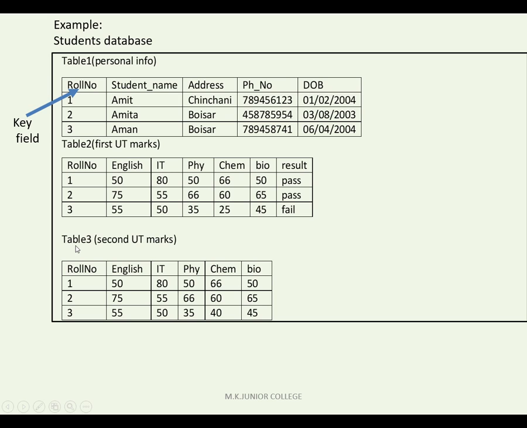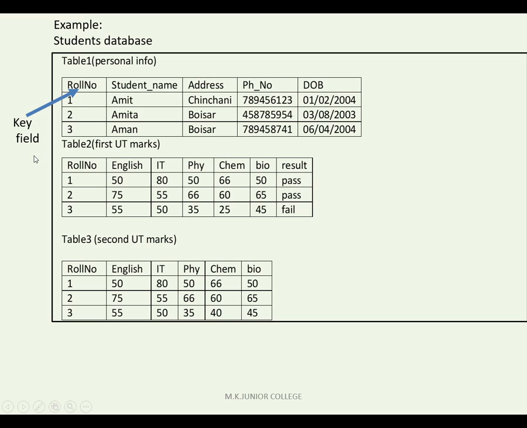Now again one more table I am going to add which stores all the records for the second unit test. So maybe the structure is like this. One more table, so many tables you can create under a database which carries all the information related with the student only. Now look at one more thing here.